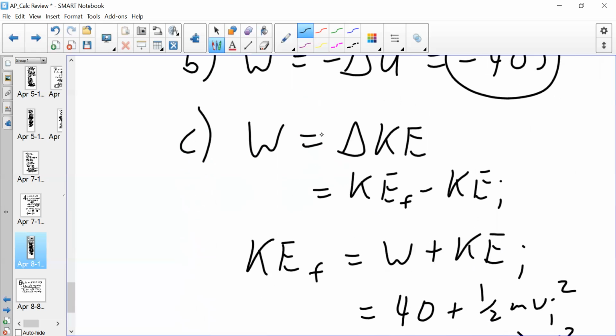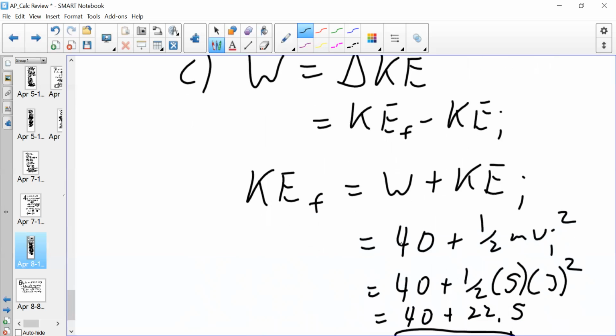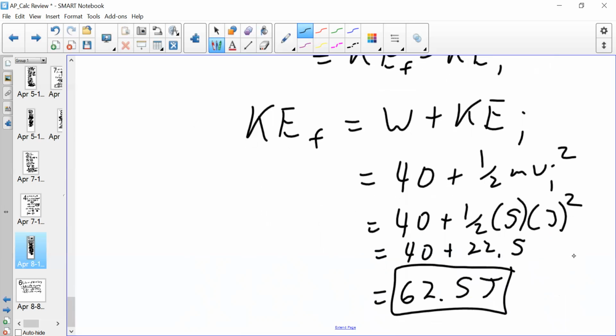So we just take work equals delta KE, which is final kinetic energy minus initial kinetic energy. KE final equals work plus initial kinetic energy. So we say 40 plus 1/2 m v_i squared. Performing the operation, we get 62.5 joules of final kinetic energy. So it hits the ground with 62.5, and the initial was 22.5.